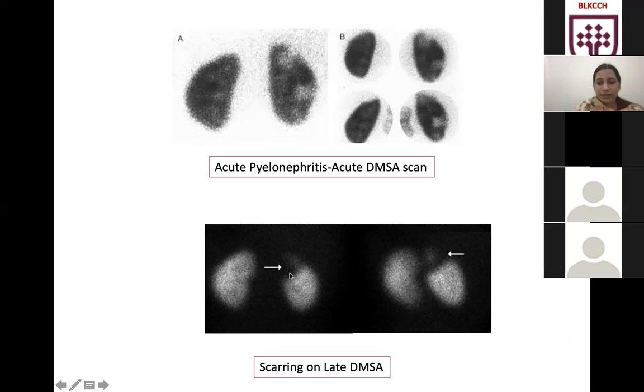While in chronic scarring, the kidney outline is distorted and there may be wedge-shaped scars or loss of volume of the kidneys is evident. This is not 100%, but this is how we can differentiate.